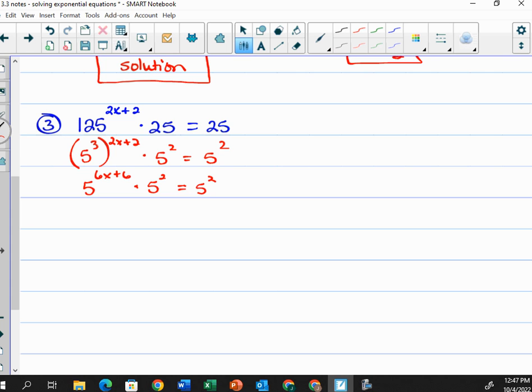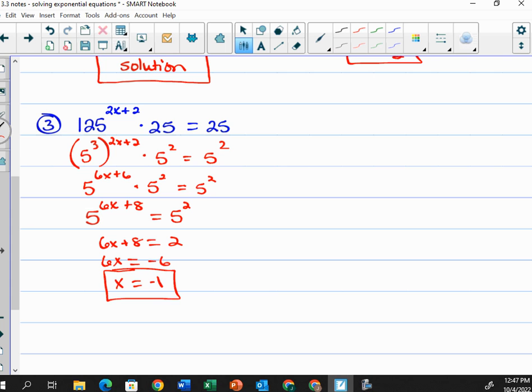Okay. 5 to the 6x plus 6 times 5 squared. When you have the same base and you're multiplying, what do you do with the exponents? You add them. You do not take this times 2, guys. You add them. Gotta know those properties. So this is really 5 to the 6x plus 8. 5 squared. So 6x plus 8 equals 2. 6x equals -6. We get -1.